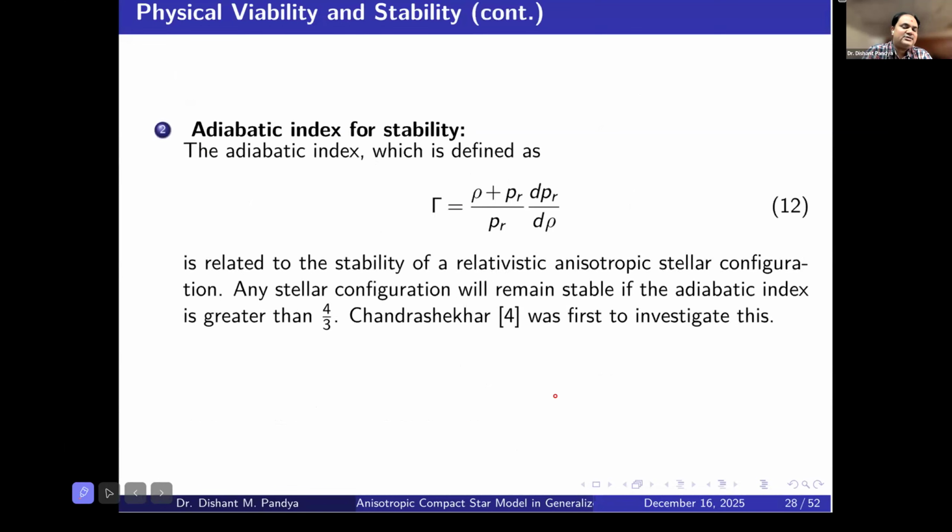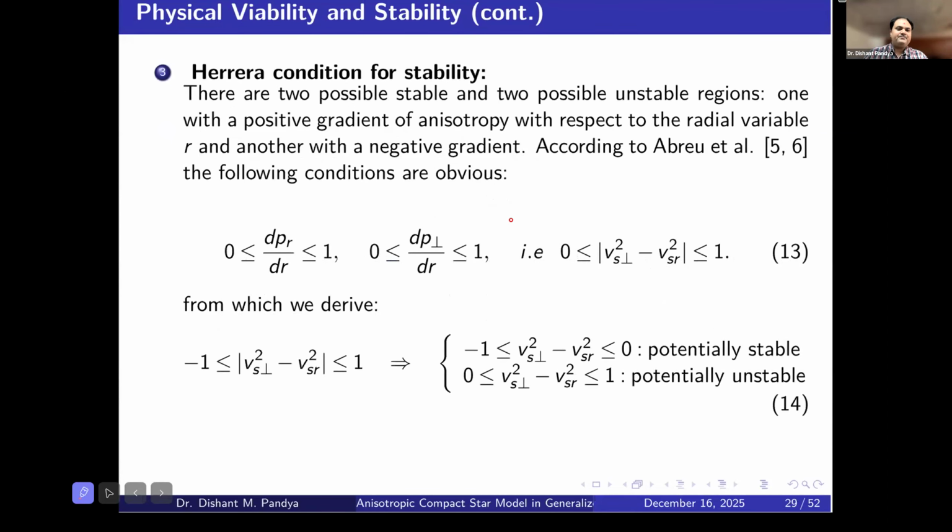Not only that, the adiabatic index is also primarily required here for the stability of our mathematical model, and it can be obtained by rho plus PR upon PR, dPr by d rho. This gamma is nothing but the adiabatic index, as posed by Chandrasekhar. Basically, the adiabatic index must be greater than 4 by 3. If we substitute all the expressions we have obtained here and simplify, and we find that gamma is less than 4 by 3, then our mathematical model is not acceptable. Physically it is not a stable stellar model, and hence it will be immediately rejected.